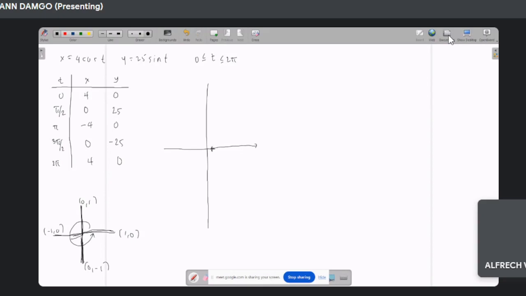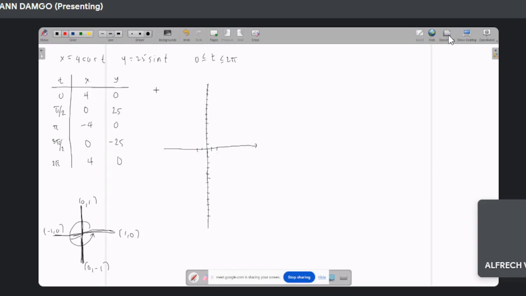So we have 2, 4. So 4 na siya. So 2, 4, 6, 8, 10, 12, 14, 16, 18, 20, 22, 24, 26. So another yan, 25 na.